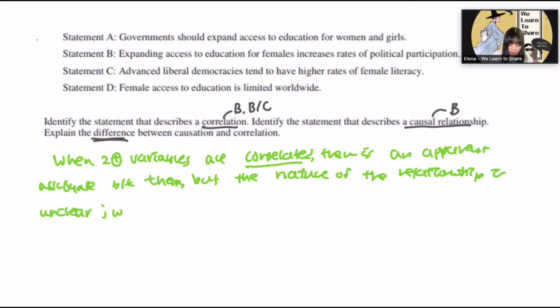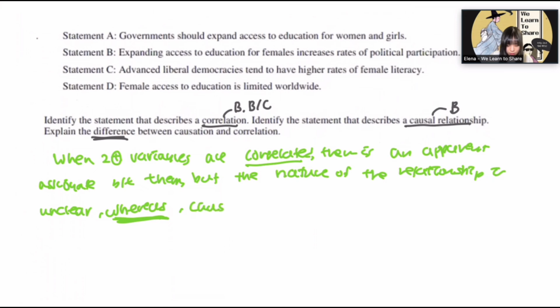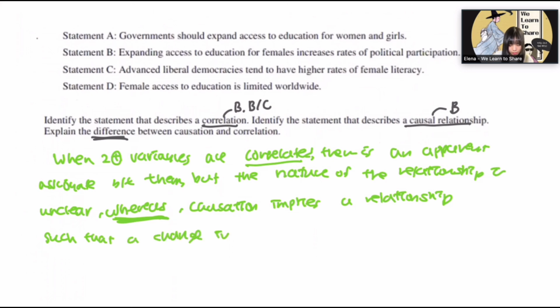However, or whereas, so this is the part where you have a comparison word, whereas causation implies a relationship such that a change in one variable produces a change in the second variable.